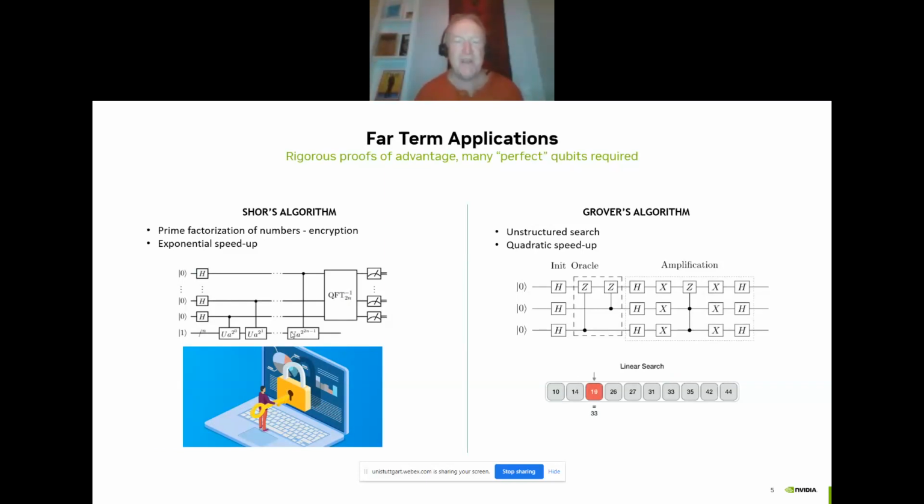So the far-term applications, and these are the ones where we have mathematical proofs that this quantum advantage really does exist. But the downside, or the barrier, if you will, is it's going to take 1 million physical qubits to realize this, and it's a ways off, as we were discussing in the previous slide. But we do know that there's an exponential speedup in computational ability here, given Shor's algorithm implemented as a quantum circuit, as a quantum program, and that's got a lot of folks interested.